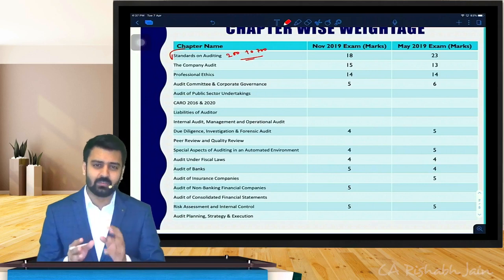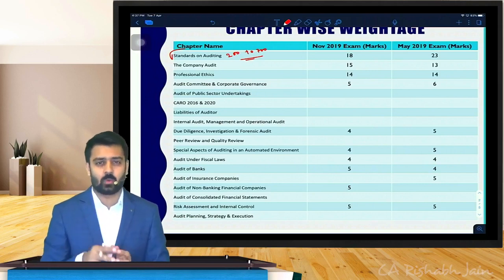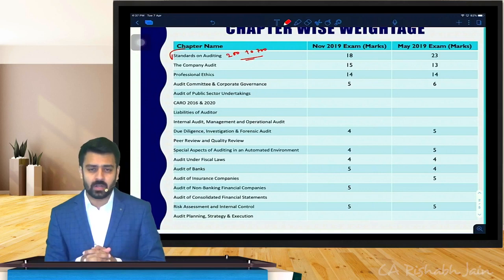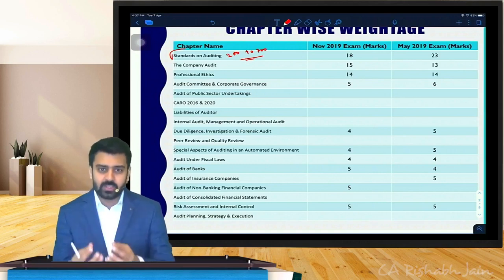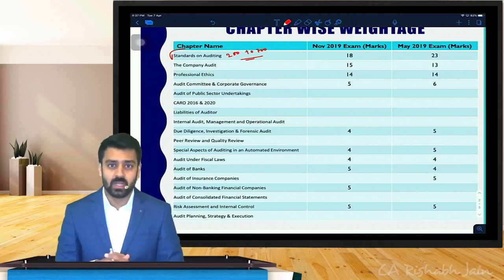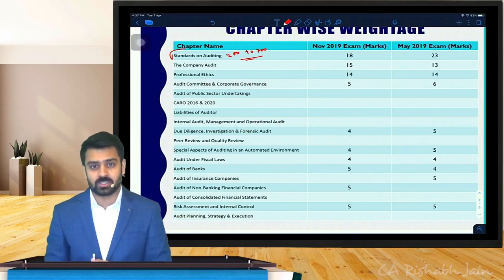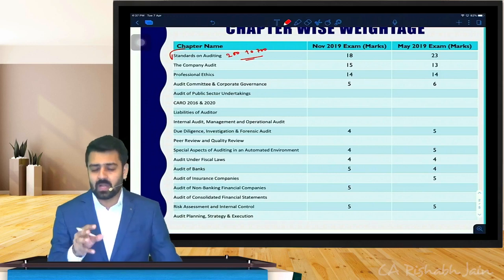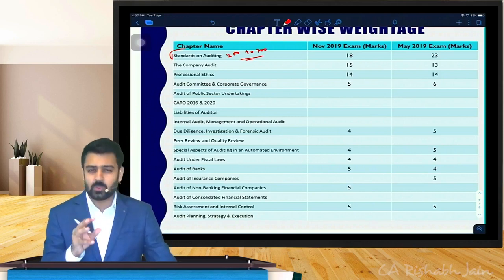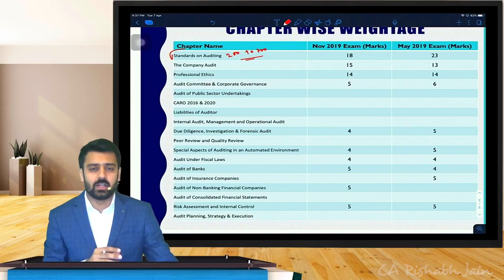At a final level, they'll be asking you implementation questions. Let's say you obtain written representation. Now, what is your response towards that written representation? Can that be used as the only evidence while doing the audit procedures? So the implementation part will come at a final level. The conceptual, the basic understanding was at an intermediate level.